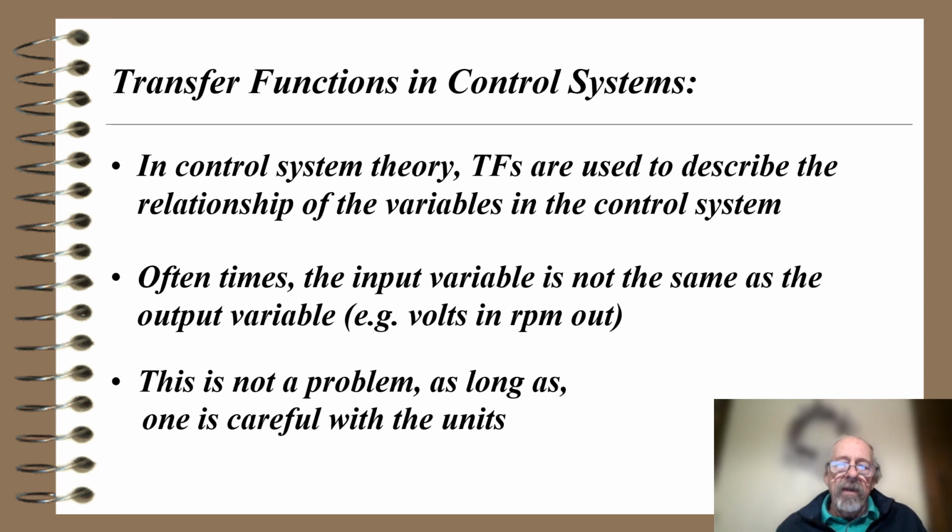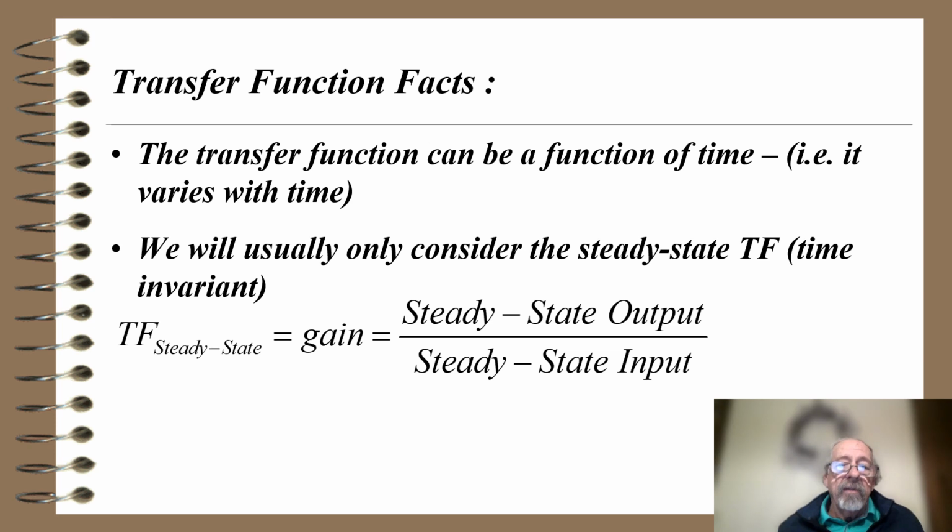In control system theory, transfer functions are used to describe the relationship of the variables in the control system. Oftentimes, the input variable is not the same as the output variable. For example, volts in, RPM out, if we had a motor. This is not a problem as long as one is careful with the units. The transfer function can be a function of time, that is, it varies with time. We'll usually only consider steady state transfer functions, that is, they're time invariant. So we have a slightly more sophisticated equation: the steady state transfer function is equal to the gain, which is equal to steady state output over steady state input.